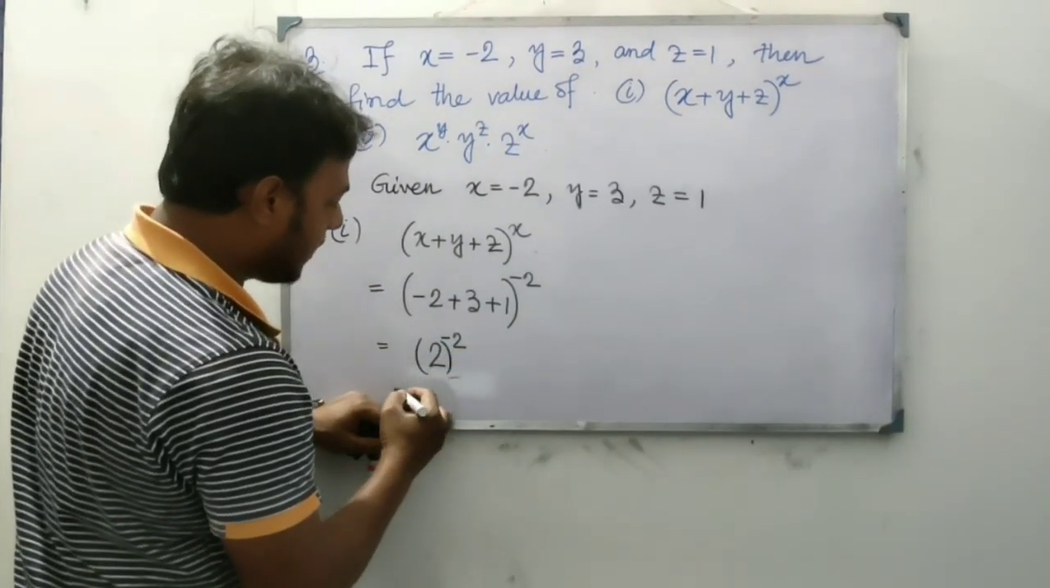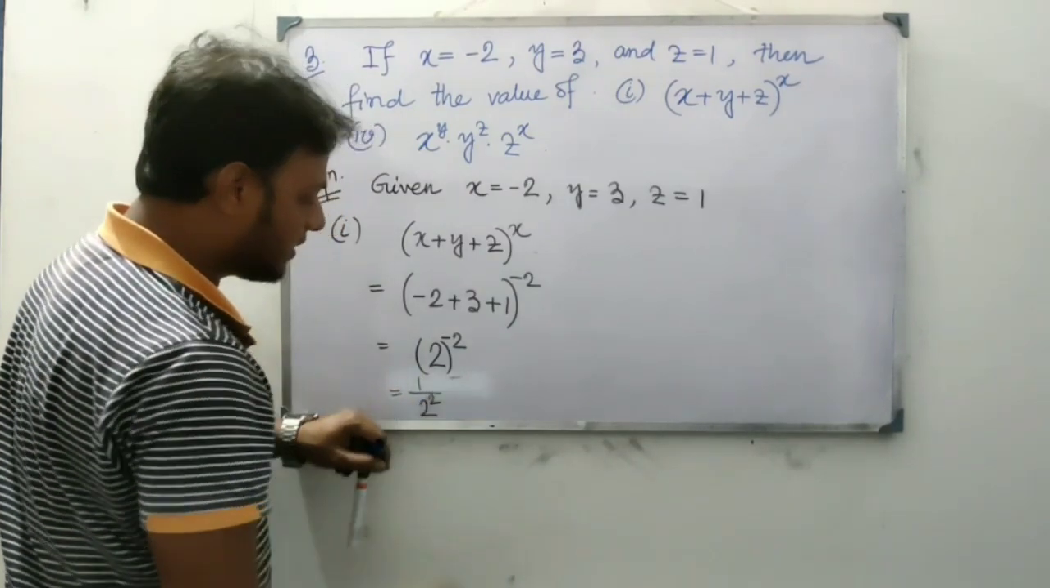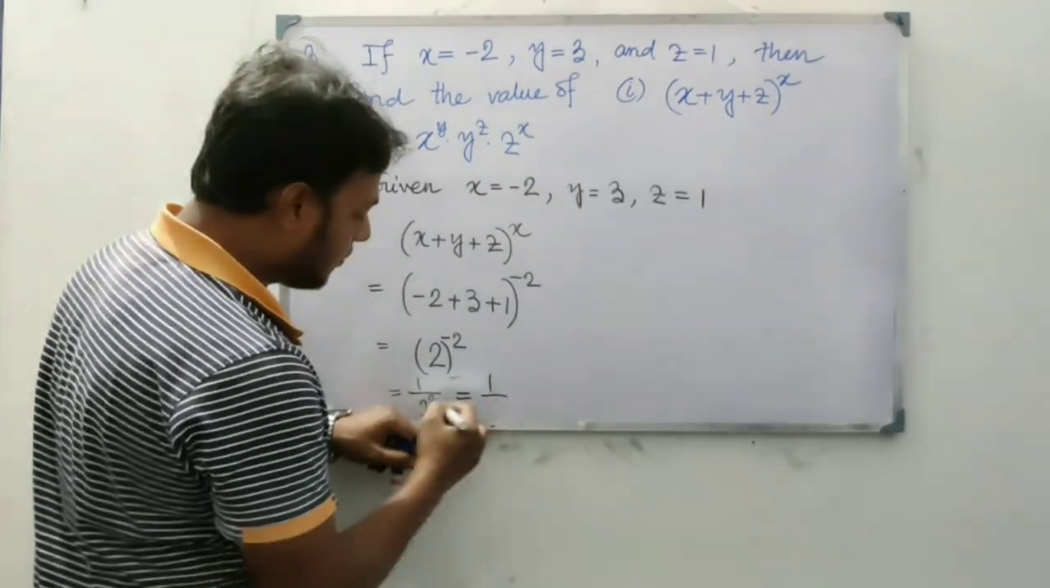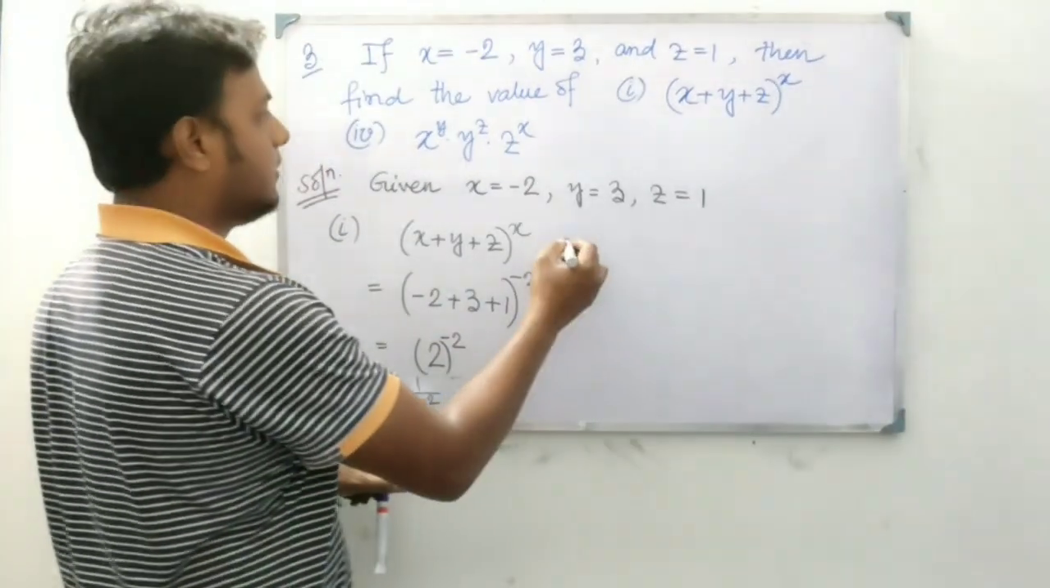Okay, 2 to the power minus 2 means 1 by 2 to the power 2, just as I have discussed in my previous problem. 1 by 2 to the power 2 means 1 by 2 square, which means 1 by 4. So this completes the solution. Okay, this is the first one.